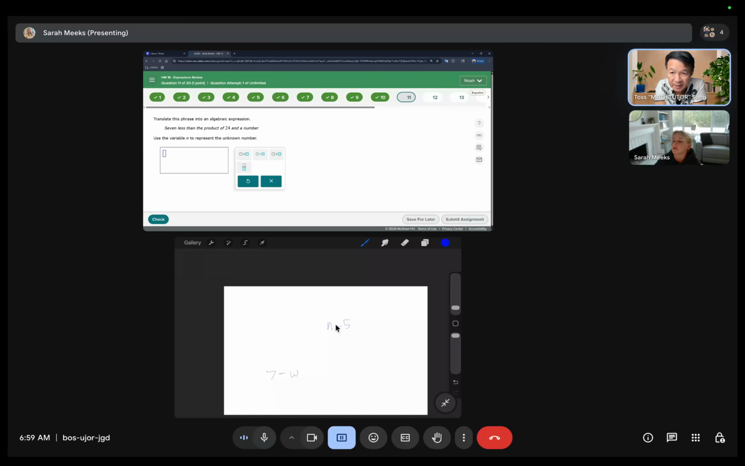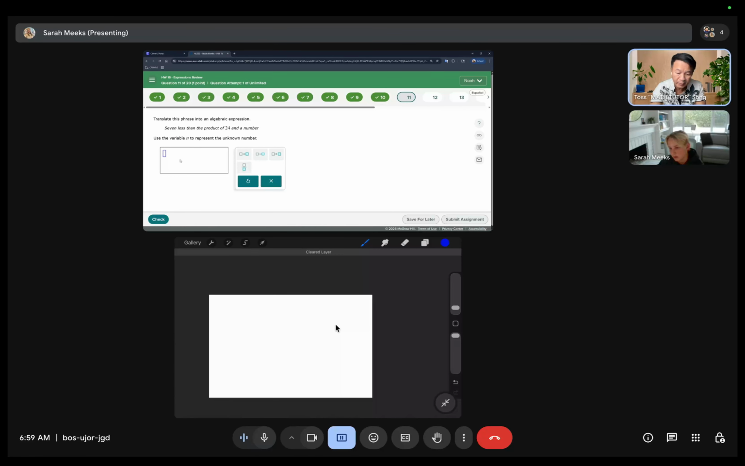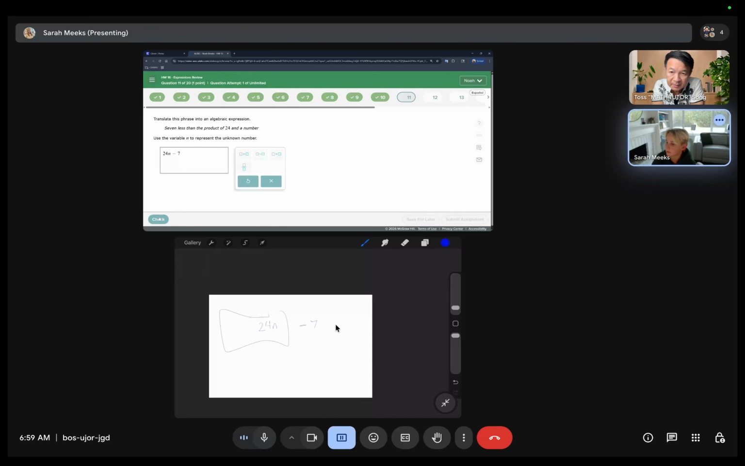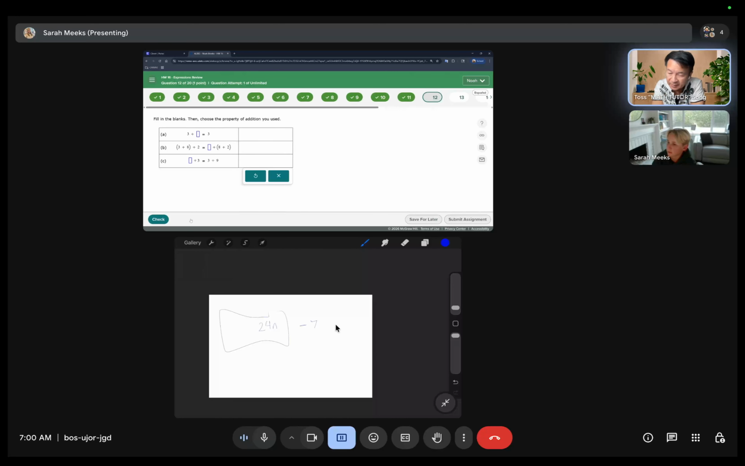What about this one? Here they're really pushing it now. 7 less than. You have to put the minus 7 in the back. So I'll write that first, then I'll write whatever's in front. I'm putting it in the back. The product means multiplication of 24 and a number. So in the front, 24 and a number. Final answer: 24n minus 7. That one could be fancy.